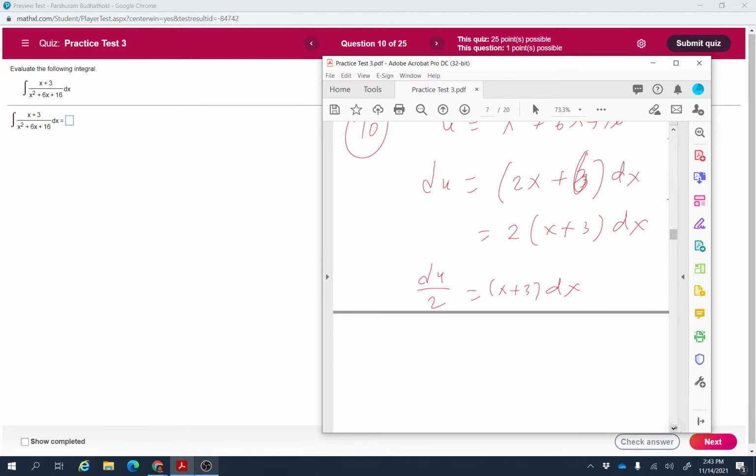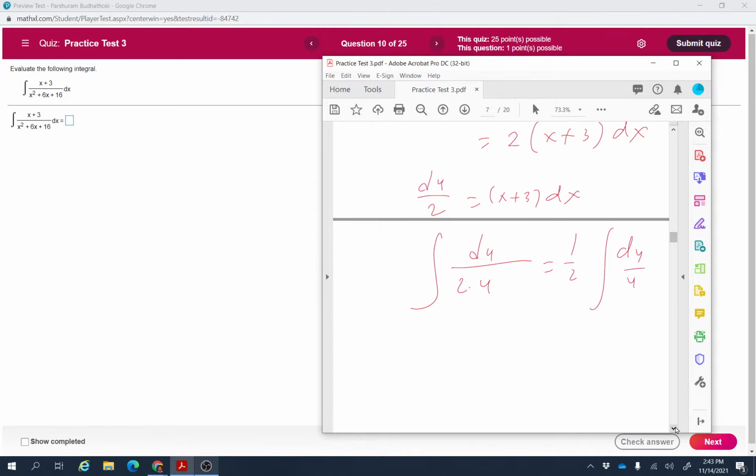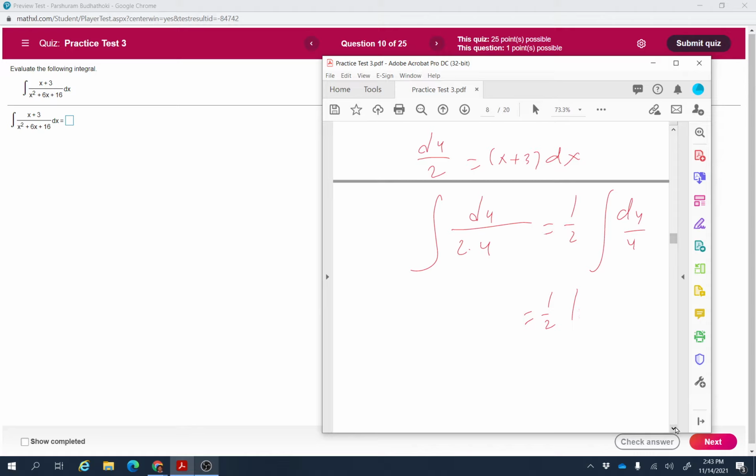So now this problem becomes integration of du over 2 for the x plus 3 times dx, and u for the x squared plus 6x plus 16. So that will be du over 2 times u. I can bring this 1 over 2 outside, and this is basically du over u, and then integration of 1 over u is ln absolute value of u plus some constant. So now if you put the value of u back, it would be half ln of x squared plus 6x plus 16 plus constant. So that is our final answer.